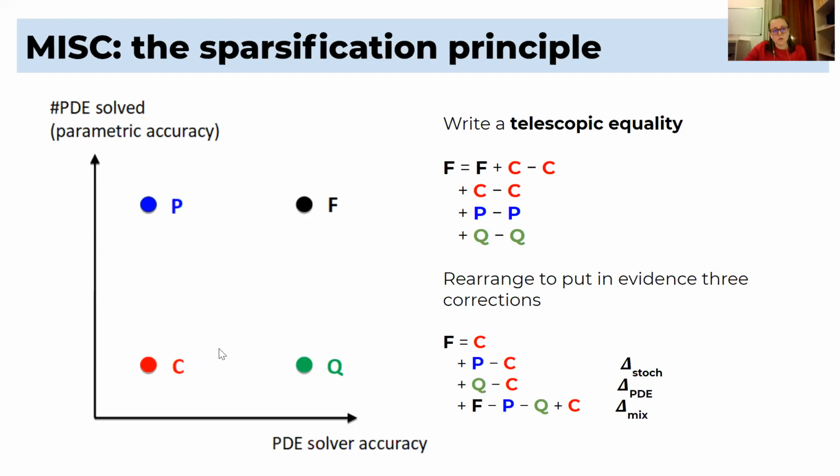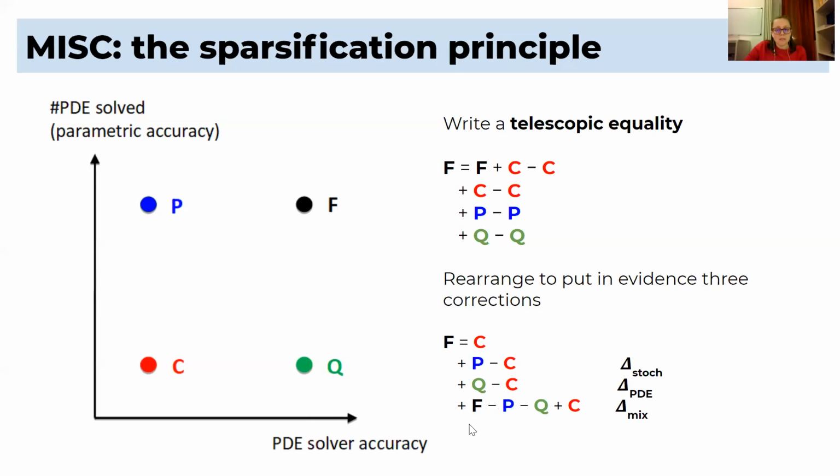Instead, when we go from C to Q, we are just increasing the fidelity. So we are increasing the accuracy in physical space. So this is a correction in the accuracy, in the PDE solver accuracy. And then here F minus P minus Q plus C is somehow a mixed thing. So it's a mixed correction.